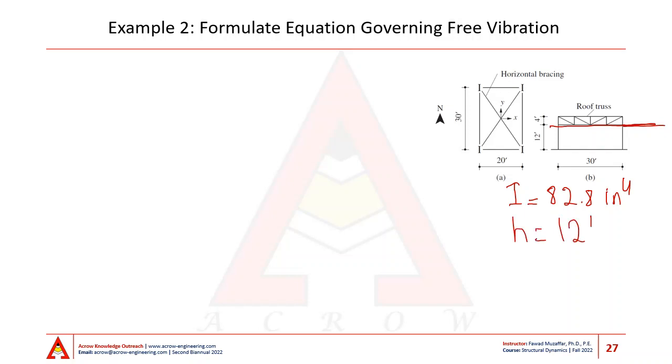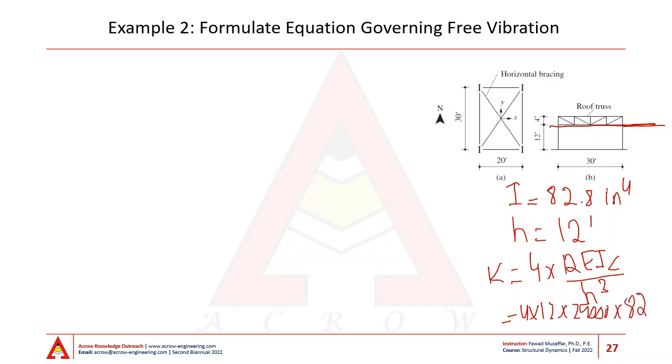That means that my lateral stiffness of the structure is just equal to 4 times 12 EI of the columns over H cubed, which is equal to 4 times 12 times 29,082.8 over 12 times 12 cubed.